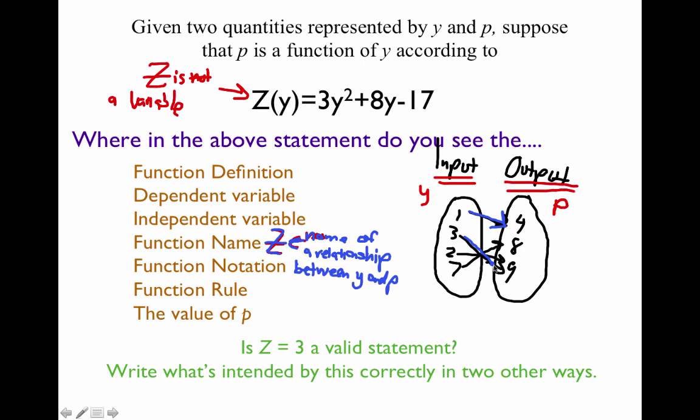Z is the arrows, do you see? Z doesn't have any values. Z doesn't have any numbers attached to it. Z is the relationship that connects the inputs to the outputs.